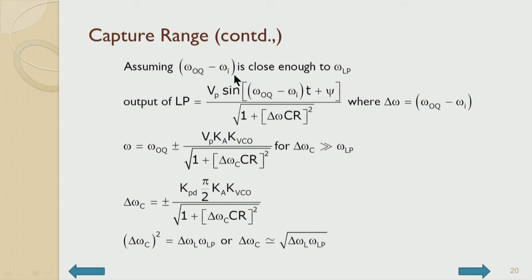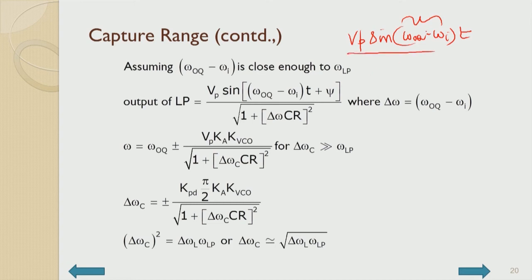Omega naught Q minus omega I, if it is close enough to omega LP, then the output of the low pass filter, if the input to that is assumed to be a sine wave, which is not the case really, because this is a drastic assumption in order to simplify the analysis. So, if it is a sine wave of magnitude Vp sine of (omega naught Q minus omega I) t, that is the only low frequency component having some effect at the output of the low pass filter. So, what happens to this frequency?